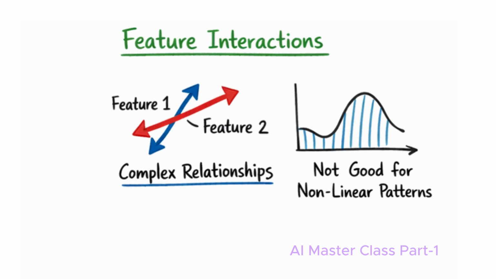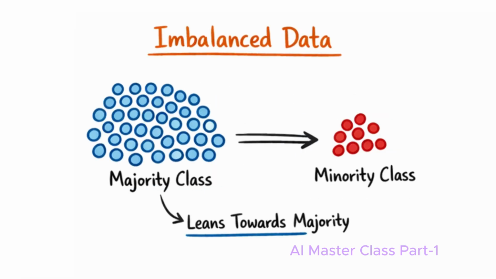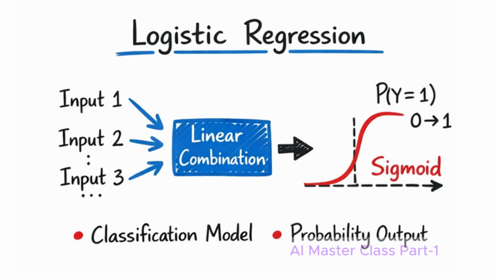Linear models assume that if you increase the input, the output changes at a constant rate. But many real-world patterns are curves, waves, or sudden jumps. Because these models only see in straight lines, they cannot fit data that follows a more complex shape. Lastly, it can be sensitive to imbalanced data. Suppose one class is much larger than the other, the model can become biased towards the majority class. The idea is very simple. Logistic regression is a classification model. It takes the linear combination of inputs and converts it into probabilities using the sigmoid function. It is simple, fast, and very useful as a starting point.